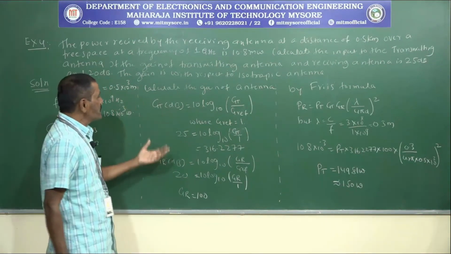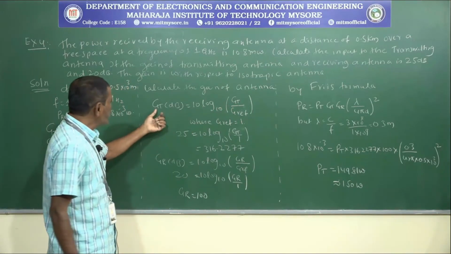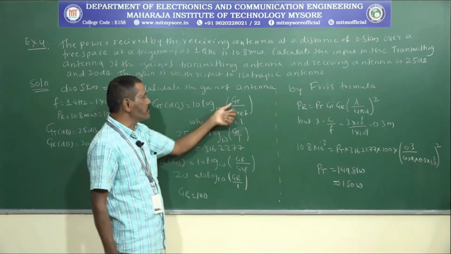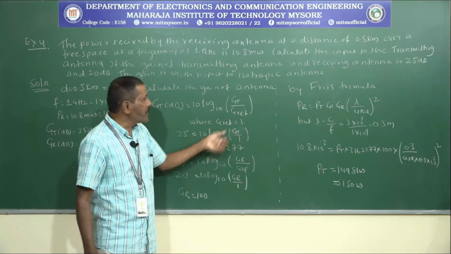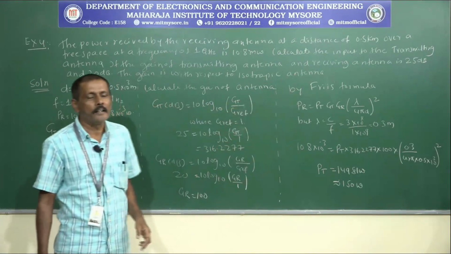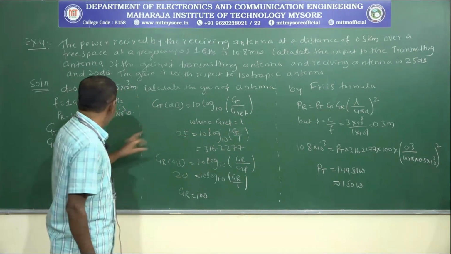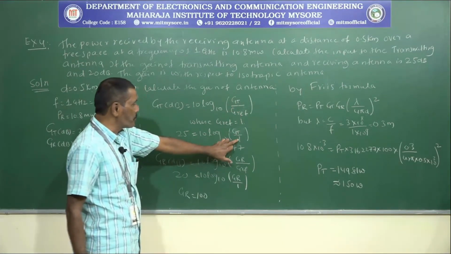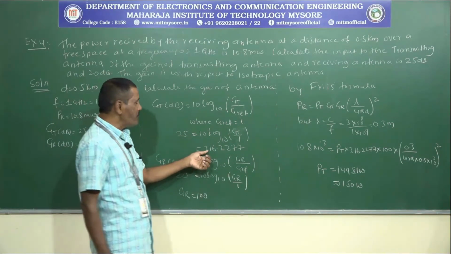Now, whatever this gain is, try to get the values of GT. That is, the transmitting antenna gain in decibels is equal to 10 log 10 of GT divided by G reference, where G reference equal to 1. G reference is equal to 1 because the gain is with respect to the isotropic antenna, and the isotropic antenna is taken as the reference antenna. In this equation, GT in dB equal to 25, so 10 log 10 of GT divided by G reference equal to 1. Take the antilog of this.